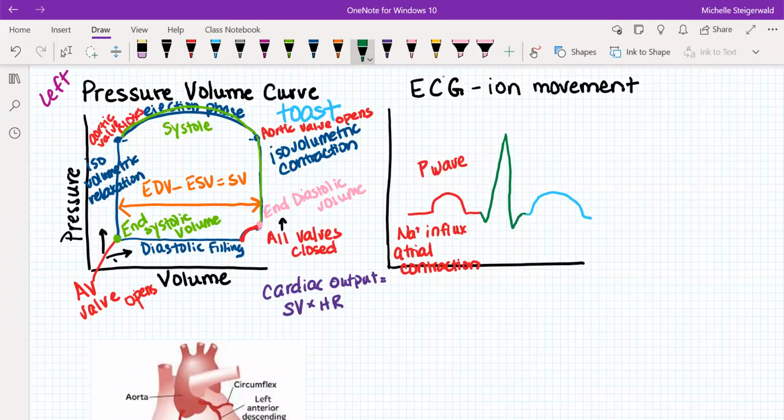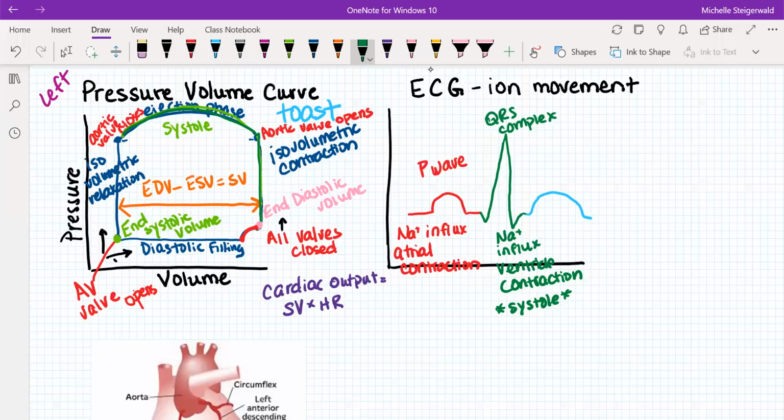This green is the QRS complex. And honestly, there's a lot here in the QRS complex, more than we get into. It's fascinating to really look into an ECG and all the things it can tell you. But for what you need to know, we just expect you to understand that this is also sodium influx. But at this point, we're looking at the ventricle contraction. In other words, this is systole.